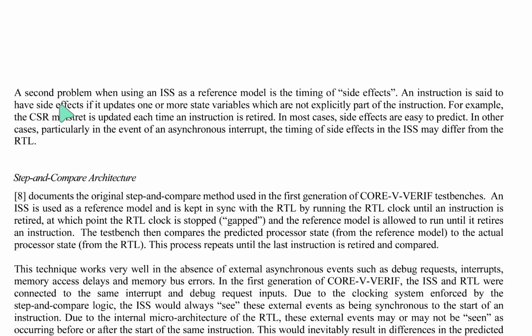A second problem when using an ISS as a reference model is the timing of side effects. An instruction is said to have a side effect if it updates one or more state variables which are not explicitly part of the instruction. For example, the CSR to read is updated each time.